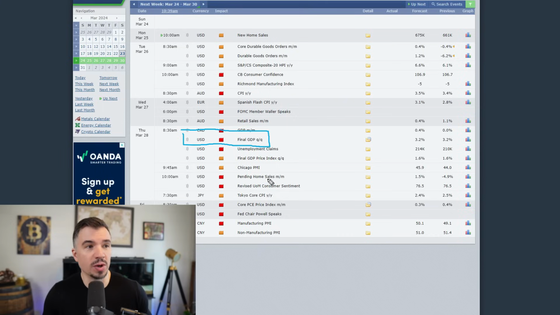And we also have, of course, pending home sales. That could be significant as well. And then this right here, core PCE and also Powell speaking. This on Friday is also going to be significant.